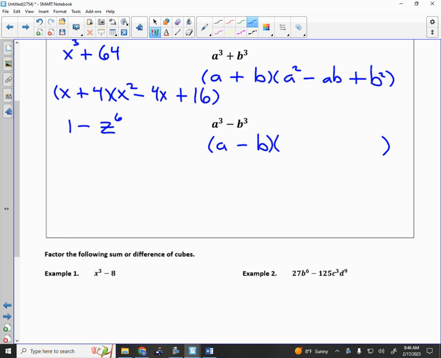The rest is pretty much the same. Square the front, square the back. Multiply the two together.